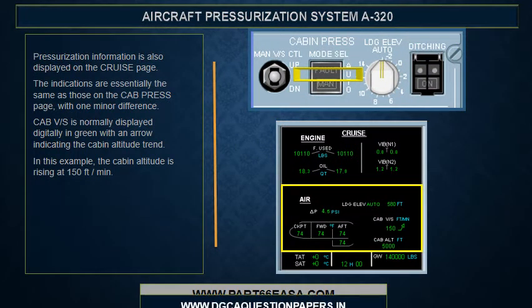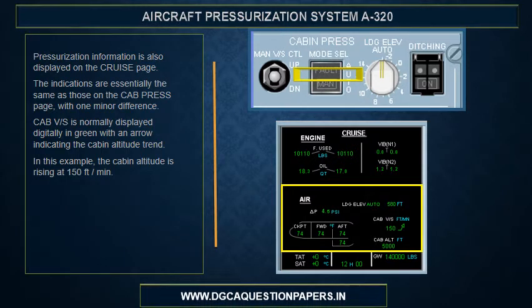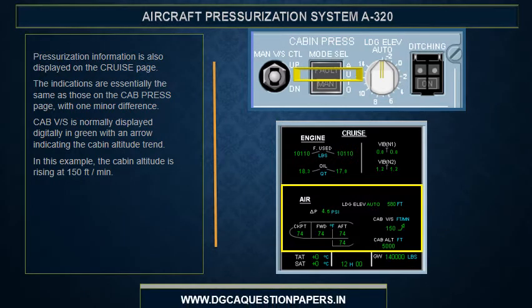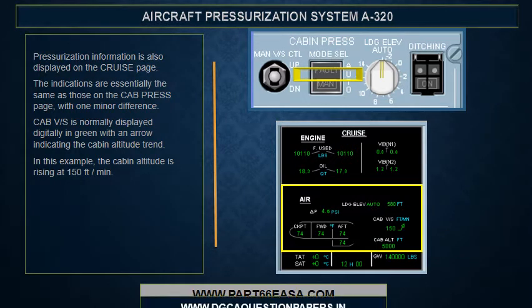Pressurization information is also displayed on the cruise page. The indications are essentially the same as those on the cab press page, with one minor difference. Cab V/S is normally displayed digitally in green with an arrow indicating the cabin altitude trend. In this example, the cabin altitude is rising at 150 feet/min.